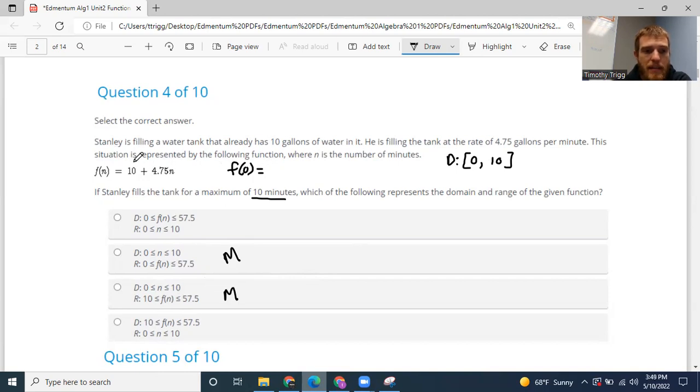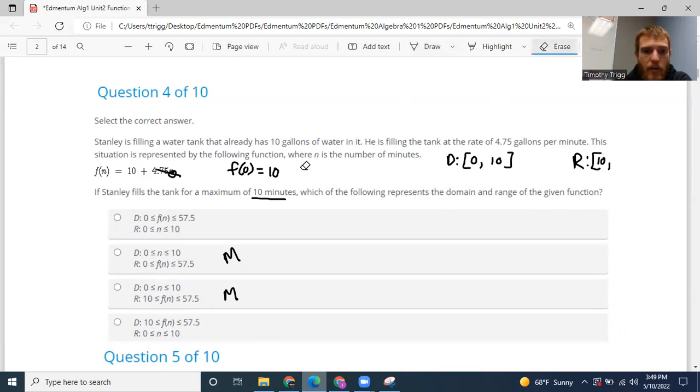Well, f of 0 would be 10 plus 4.75 times 0. Well, that'll just become 0. So f of 0 is 10. So for our range, we know our minimum value is 10.